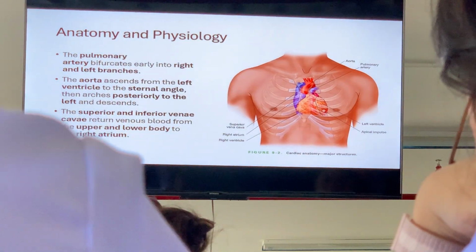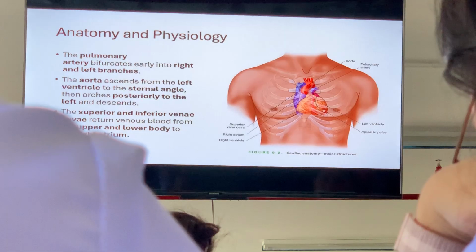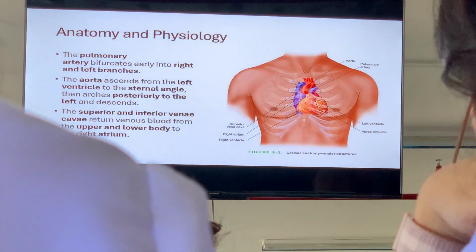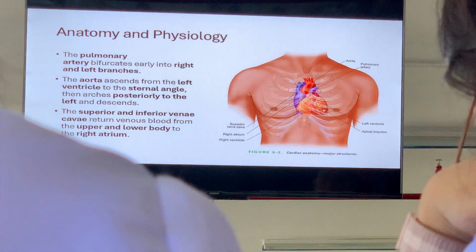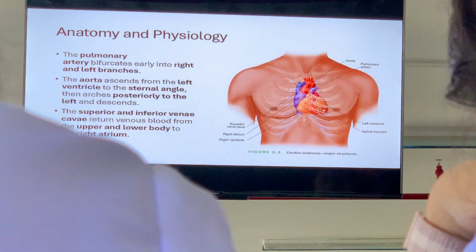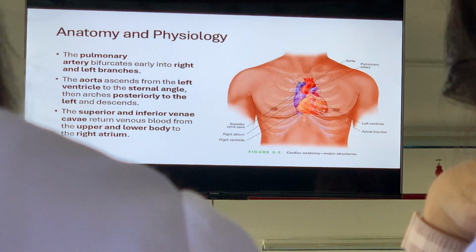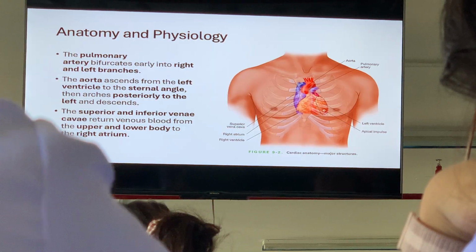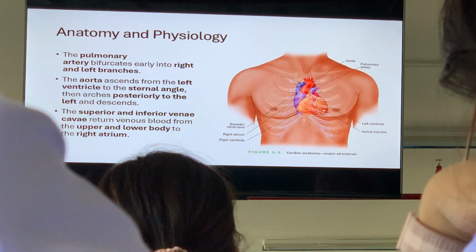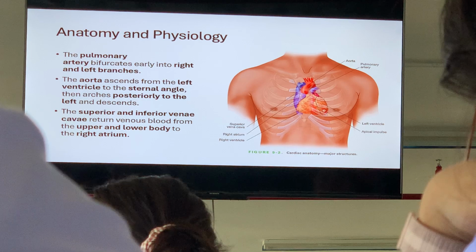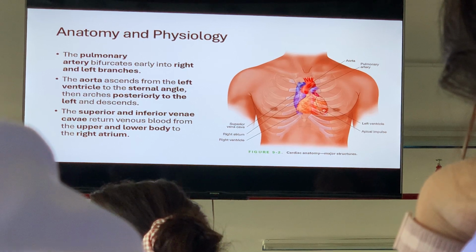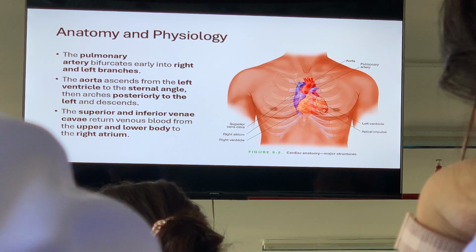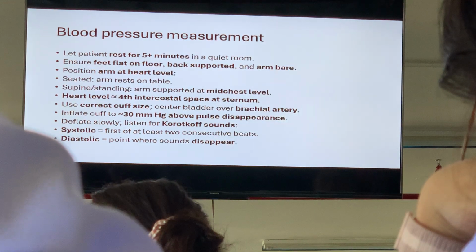As you know, the pulmonary artery bifurcates early into the right and left, and then the aorta ascends from the left ventricle to the sternal angle, then arches posteriorly to the left. The superior and inferior vena cava return venous blood from the upper and lower body to the right atrium. So the anatomy of the heart is important because it is very closely related to the physiology.